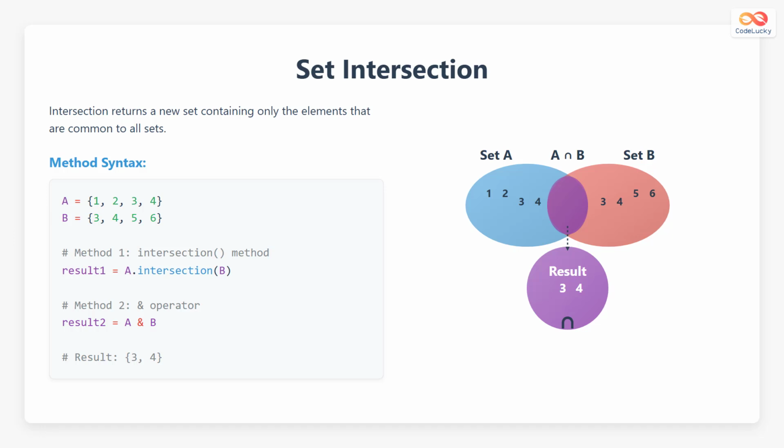The second way to find the intersection is to use the ampersand symbol between two sets. For example, A ampersand B will return a set containing the common elements. So if set A contains the elements 1, 2, 3, and 4, and set B contains 3, 4, 5, and 6, then the intersection of A and B will result in a set containing 3 and 4.